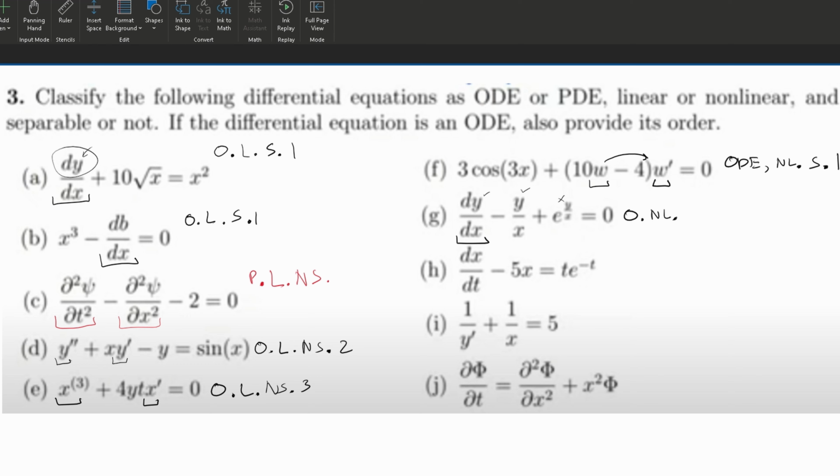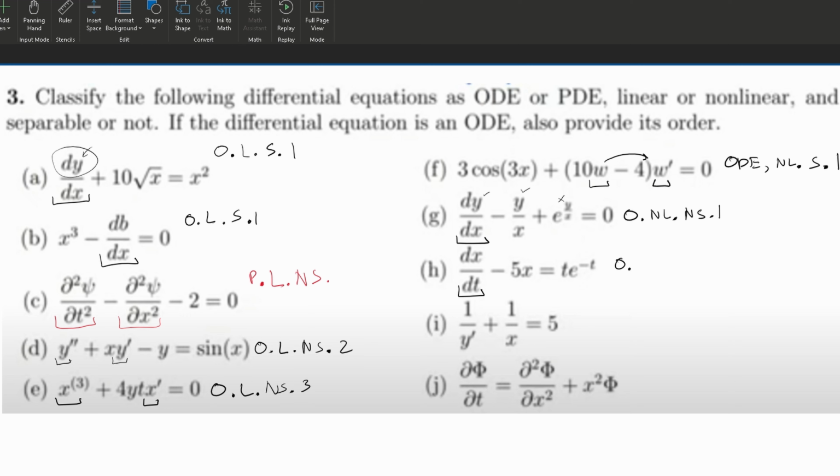Is it separable or not separable? Well, because of this e, yx is kind of trapped inside of there. That makes it not separable. And the order for it is just going to be 1. For h, we have one variable, one instance of x being derived. That makes it an ODE, not automatically, but you can really tell from that.